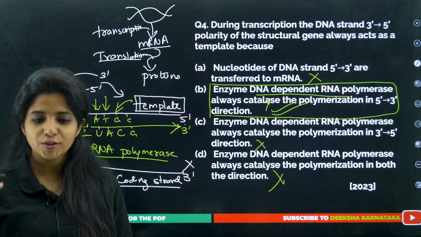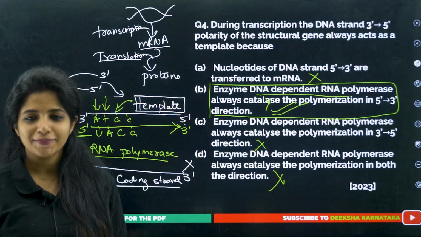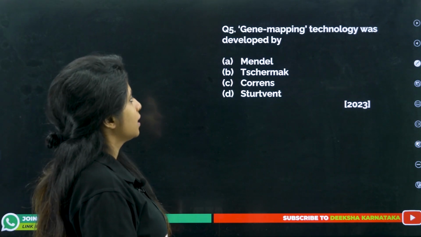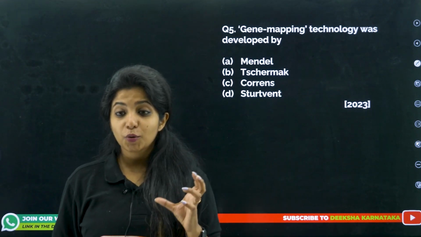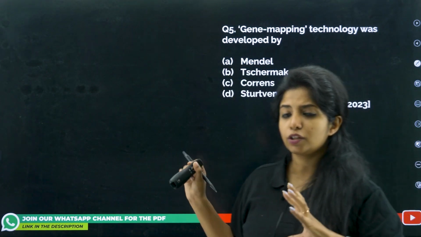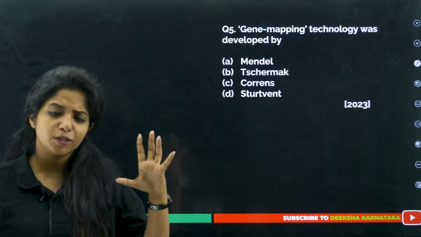So question number 4 is also solved. This came in 2023. Next question. Question number 5. Gene mapping technology was developed by. Now this is a question that comes in Principles of Inheritance and Variation, but somehow they have kept it in this particular book, in this particular column, so I thought I'll explain it here only.